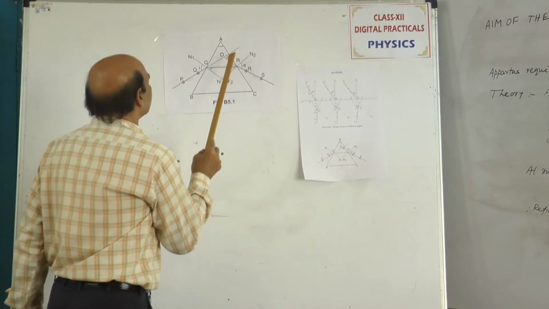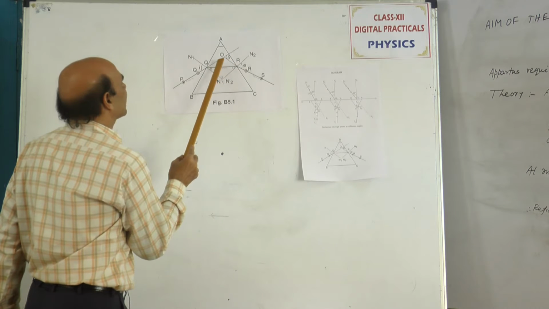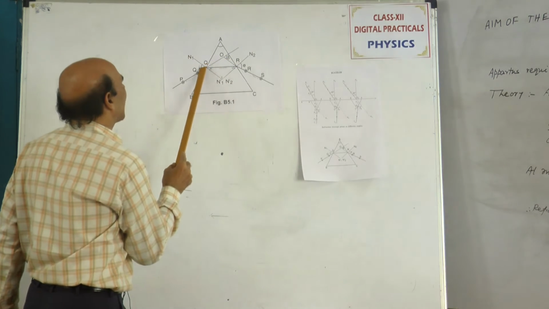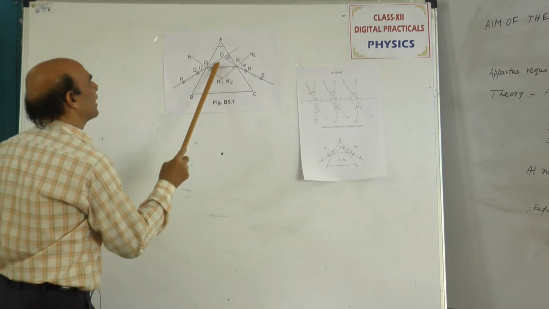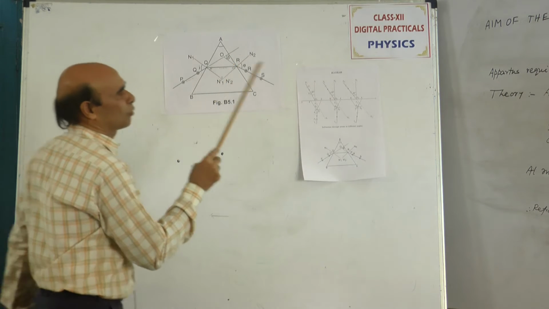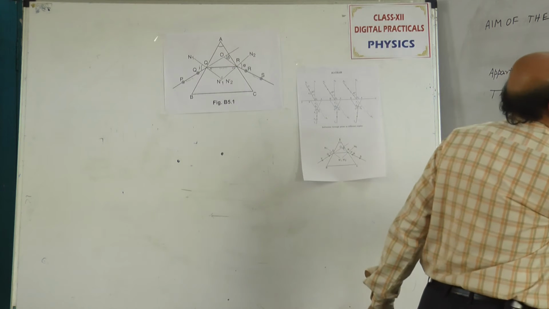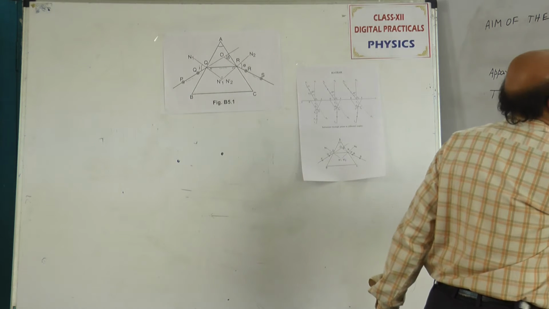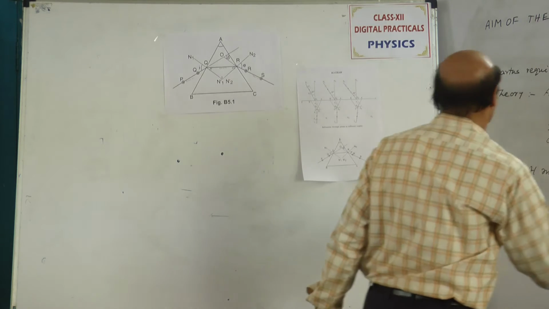Similarly, here delta is equal to the addition of these two external angles. This is i, this is r1. Therefore, this angle will be equal to i minus r1, and this angle will be equal to e minus r2. That's why I have written delta, the angle of deviation, equal to i minus r1 plus e minus r2, or I can write it as i plus e minus r1 plus r2.